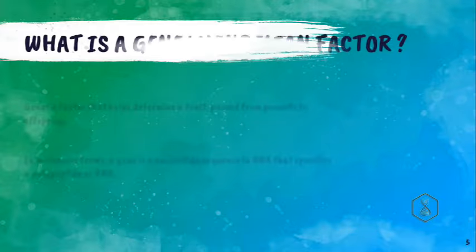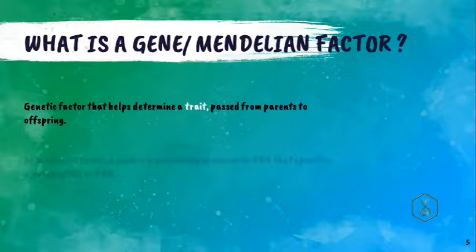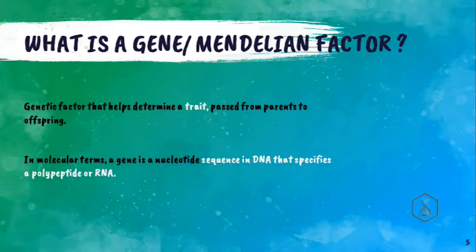What is a gene or a Mendelian factor? A gene is a genetic factor that helps to determine a particular trait which is passed from parents to offspring. In molecular terms, a gene is a nucleotide sequence in DNA that specifies a polypeptide or RNA. In Mendelian terms, a gene is a trait, whereas in molecular terms, a gene is a nucleotide sequence in DNA that specifies a polypeptide or RNA.